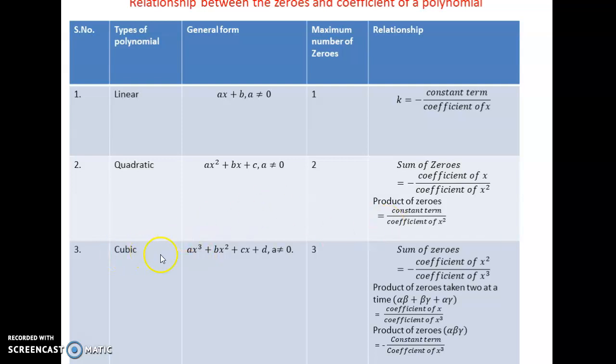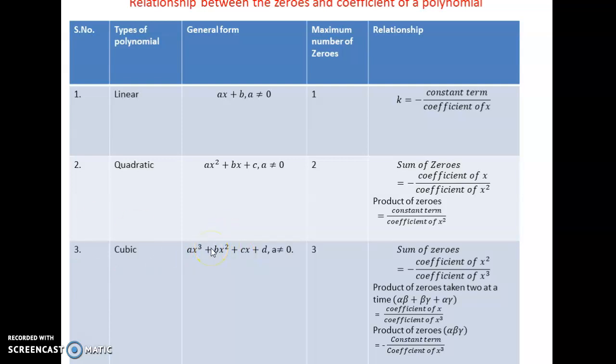Similarly, for the cubic equation we have ax cube plus bx square plus cx plus d equals 0, where a is non-zero. So how many values of x are possible here? 3: alpha, beta and gamma. What can we do? We can sum them, we can take the pairwise products and sum them, and we can take their product. Okay, so again follow the same pattern.